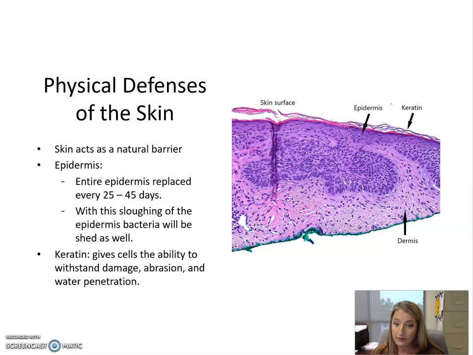So some physical defenses would be things like the keratinized surface that makes our skin tough and durable, and it makes it able to withstand various different types of microorganisms and abrasions. And then also the sloughing of the skin cells that removes dead skin cells and potentially pathogenic microbes as well.